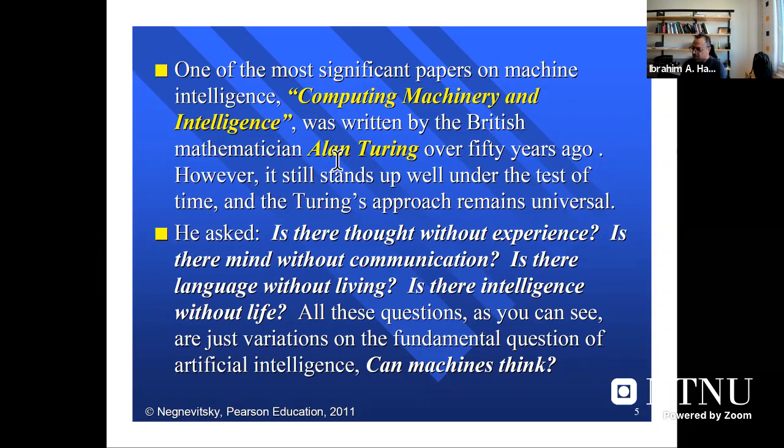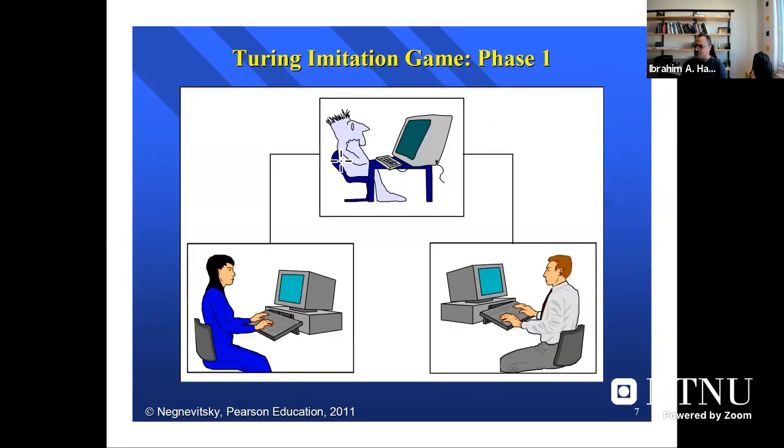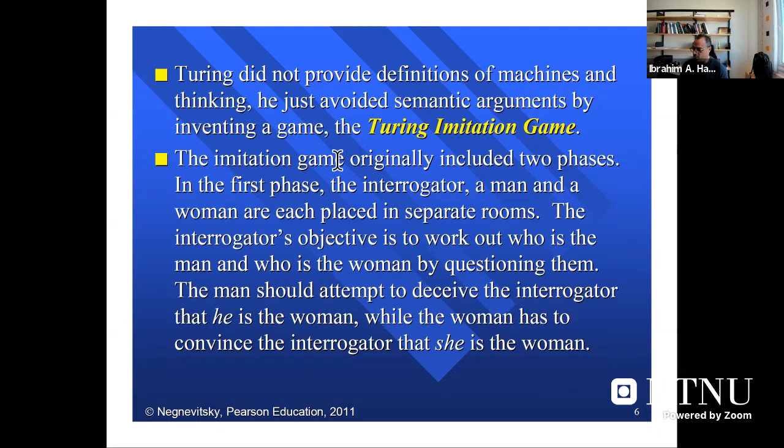One of the most significant papers on machine intelligence is called Computing Machinery and Intelligence. It's by Alan Turing. They made a nice movie about him. In fact, he is a very good person. He developed something called the Turing imitation game. And with this imitation game, they tried to find a definition for an intelligent machine. What is the definition of an intelligent machine, or an intelligent program, for example.